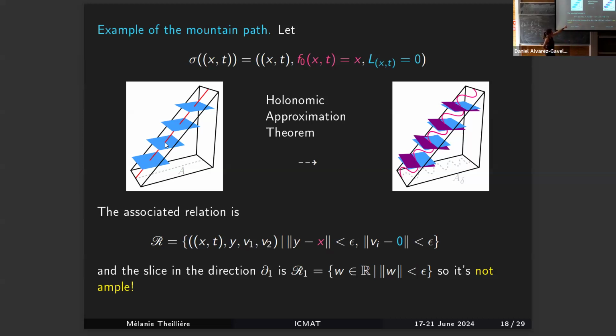And if we check the slice in the direction D1, for example, the slice is given by all the values such that the norm of W is really low. In fact, we want the differential of the map to equal 0 everywhere. So this is our condition. This is just a little ball, and it's not ample. The convex hull of a little ball is not all the space. So this condition is not ample.